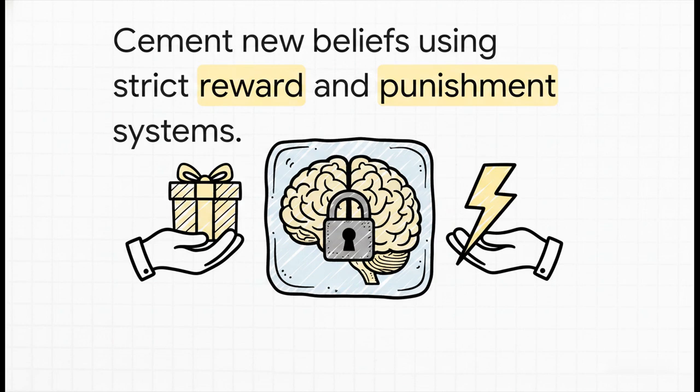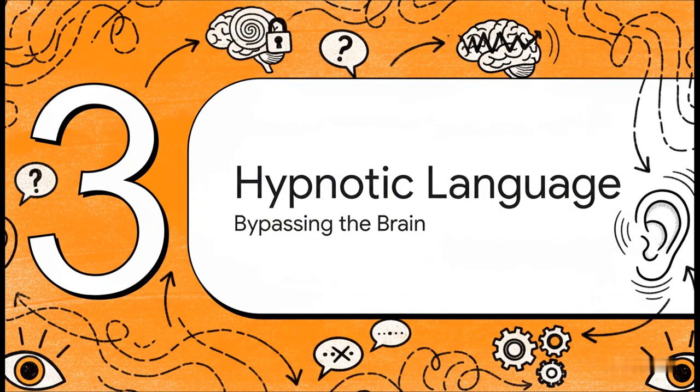And the truly terrifying part? Once frozen, the victim often becomes an active agent for the manipulator, going out to recruit or victimize other people without even realizing it. Let's shift gears to Section 3, hypnotic language patterns.